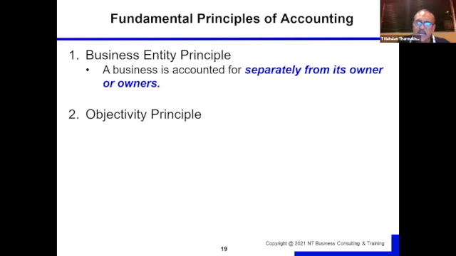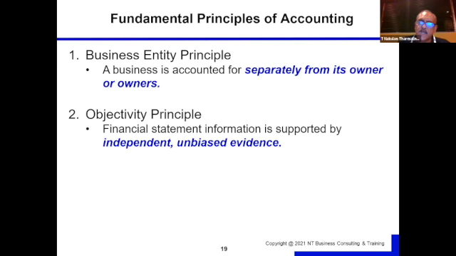Objectivity principle, this is very important. Financial statement information is supported by independent and unbiased evidence. If you look at any of these accounts which are prepared and published, at the end of the accounts it is certified by the auditors, and one of the important statements they put down there is that this financial statement has been prepared and provides a true and fair view. Have you seen it before? You go to any public listed company whose accounts are available in the public domain, you can see it: true and fair view, because it has been prepared independently and with unbiased evidence.